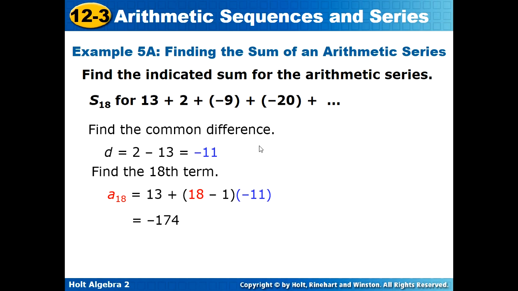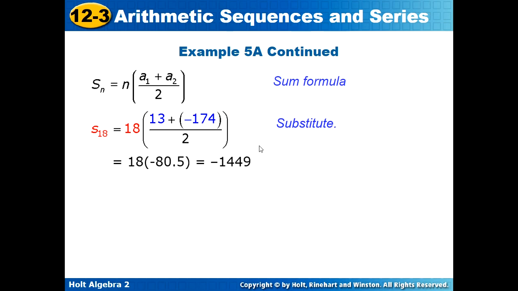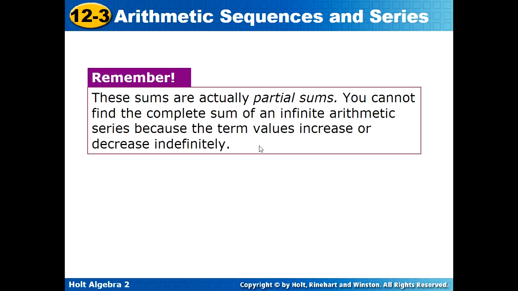So the first thing you want to do is find the common difference, which we did. Now we know the 18th term is negative 174. Now that we know the first term and the 18th term, we can plug all of this into our summation formula here. Remember, it is n, which is 18, because that's the number of terms we want to add, times the first term plus the last term divided by 2. So 18 times 13 plus negative 174 divided by 2. Okay? And that is that.